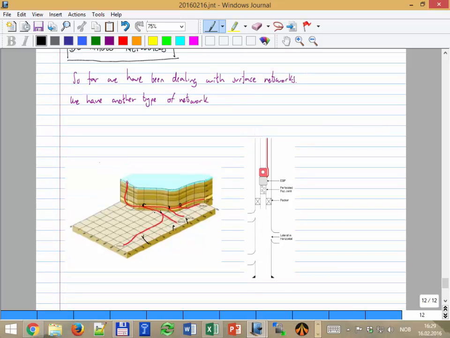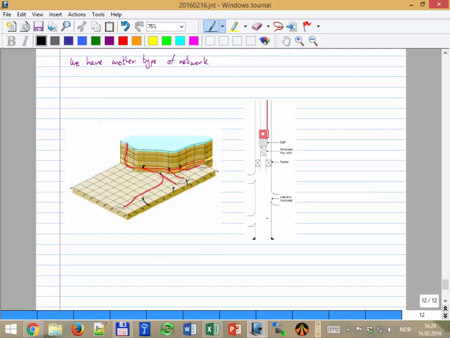Like in this case, this is a multilateral well, maybe trying to reach different areas with the same well. Or we have this one where you have different vertical layers, okay? And you're producing all of them through the same well.